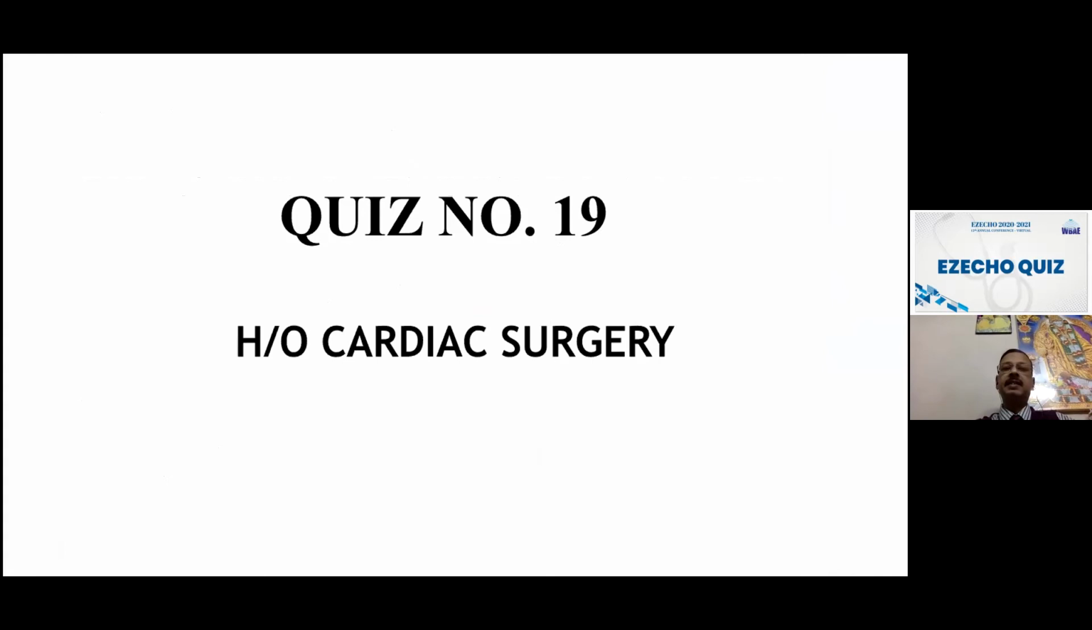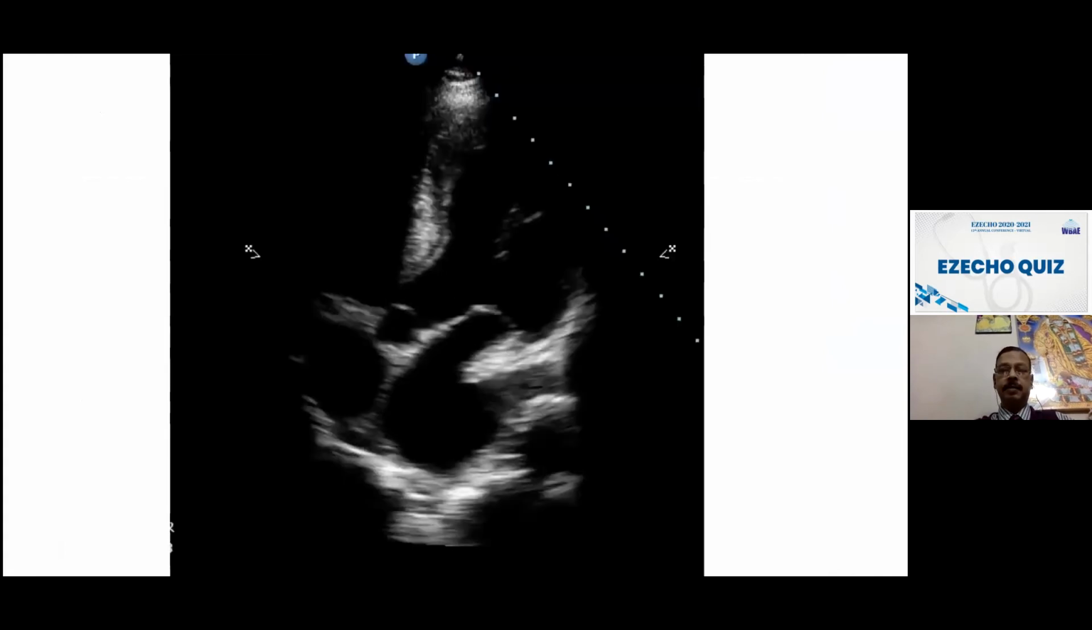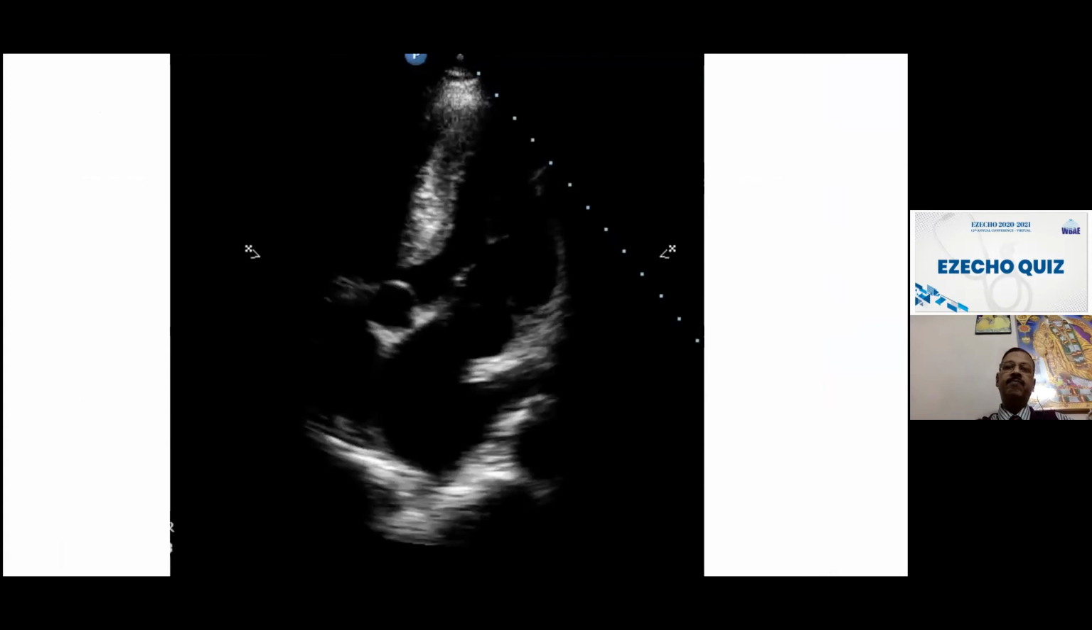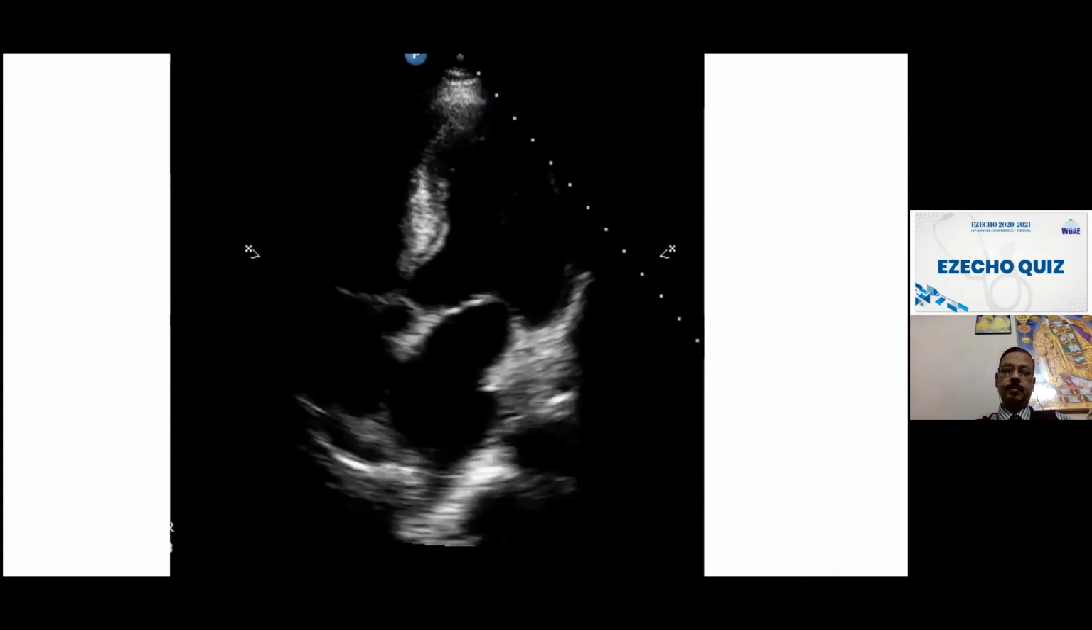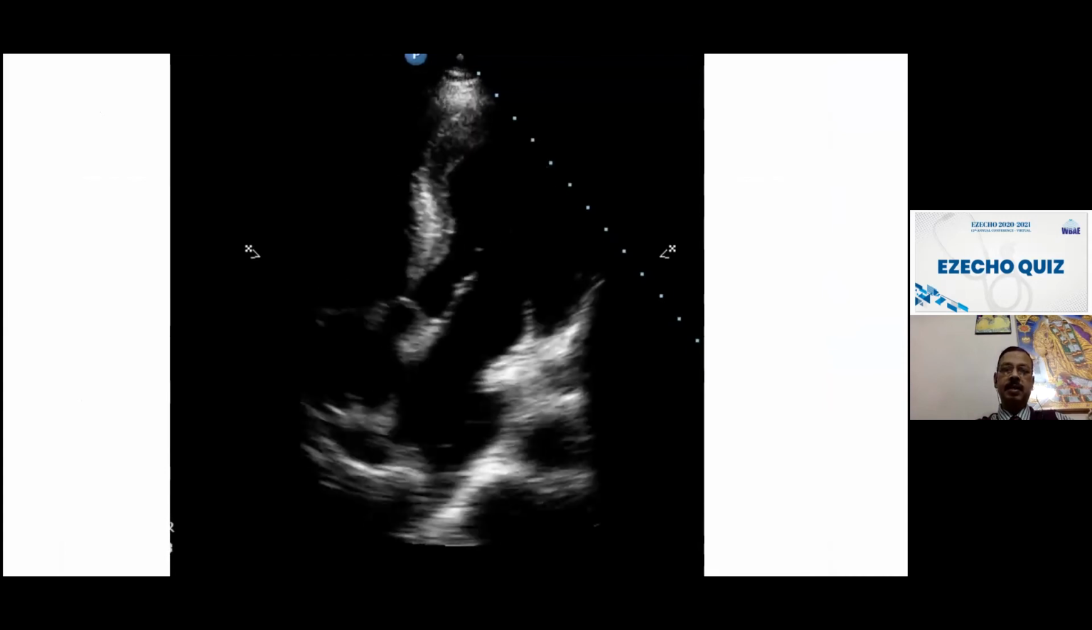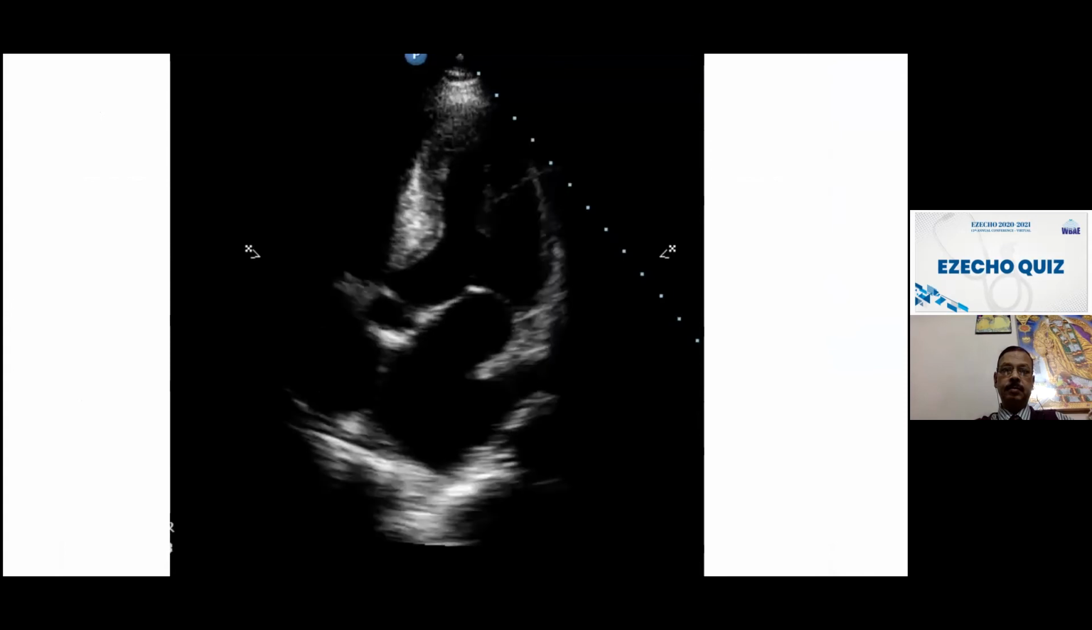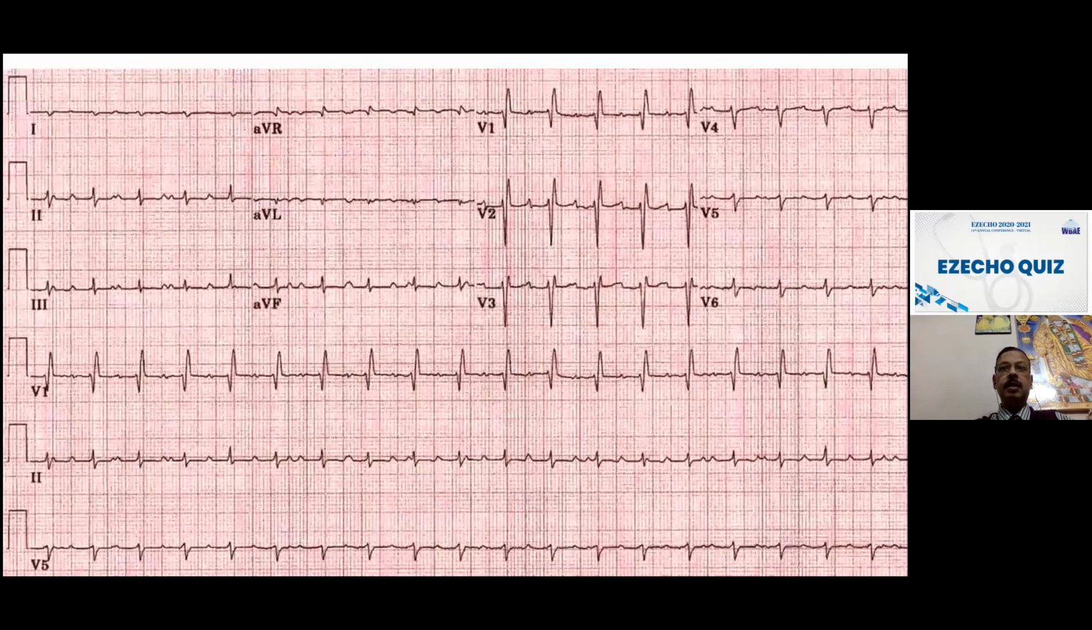This is pitch number 19. There is a history of cardiac surgery, and look at the clip very carefully. Some cardiac surgery has been done, and here is the post-operative ECG of the patient. Look at the ECG very carefully in each and every lead before we go to the options.